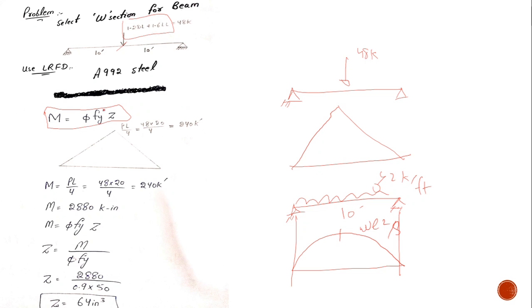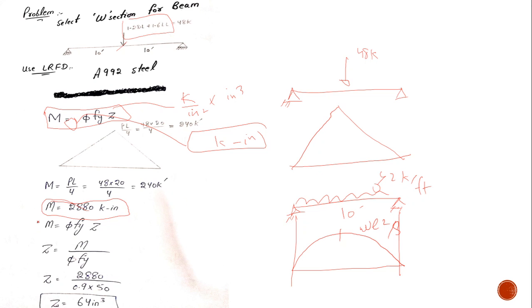It has the unit of moment. You know, the unit of Fy is ksi, and the unit of Z is inch cube. So we get kip inch, which is a unit of moment. So it's very easy. Using the moment diagram, I know that the greatest moment to which this beam is subjected is 2880 kip inch.